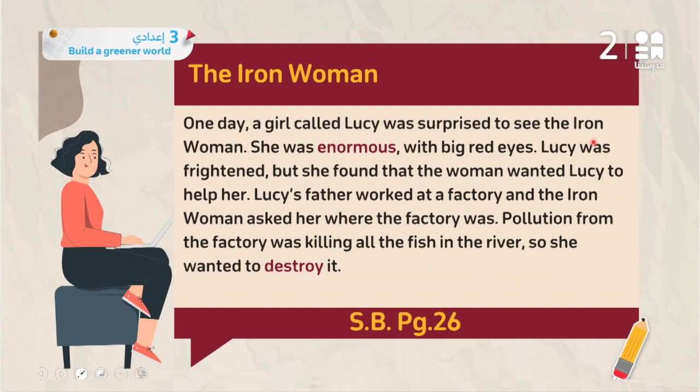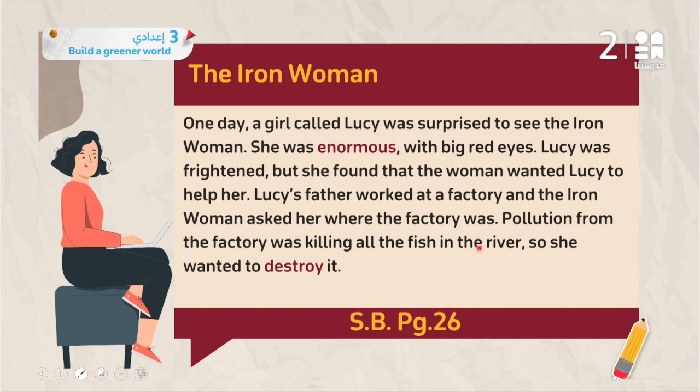But then she found that that woman just wants Lucy to help her. يعني هي كل اللي عايزاه ان هي طالبة المساعدة، عايزة لوسي تساعدها. طيب ايه هي المساعدة اللي هي محتاجاها الأيرون وومن؟ Lucy's father worked at a factory. والد لوسي بيشتغل في factory مصنع. And the Iron Woman asked her where the factory was. سألتها فين المصنع ده. Pollution from the factory was killing all the fish in the river. التلوث اللي جاي من المصنع بيقتل كل السمك اللي في النهر. So she wanted to destroy it يعني زي damage it, to ruin it, totally ruin it يعني عايزة تدمر المصنع ده. دي الأيرون وومن.